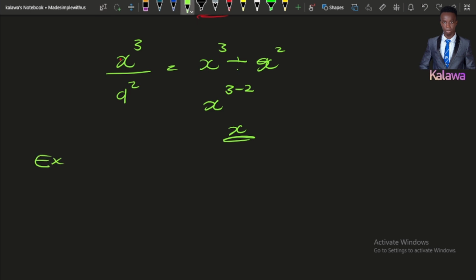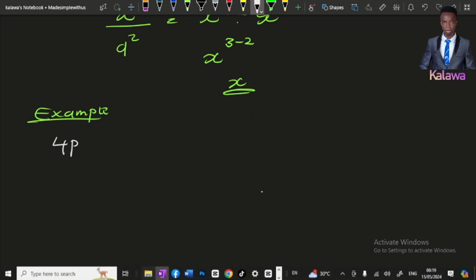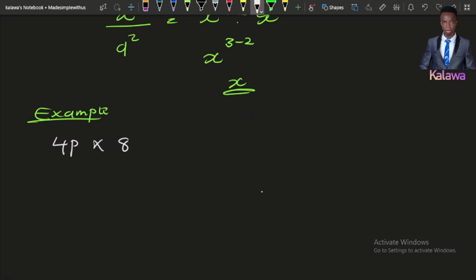An example. Let's say we have 4p multiplied by 8p square. How are we going to do this? Follow the rules of indices and also follow the multiplication rules. So this is the multiplication sign. What we do is we say 4 multiplied by 8. And then what do we have here? We have p times p square.